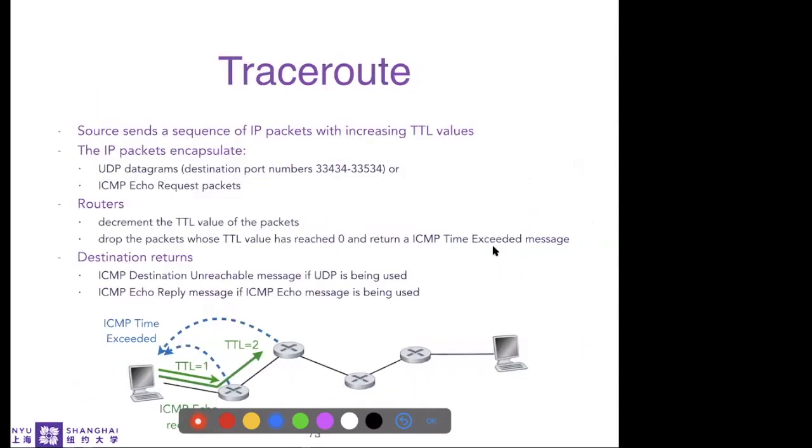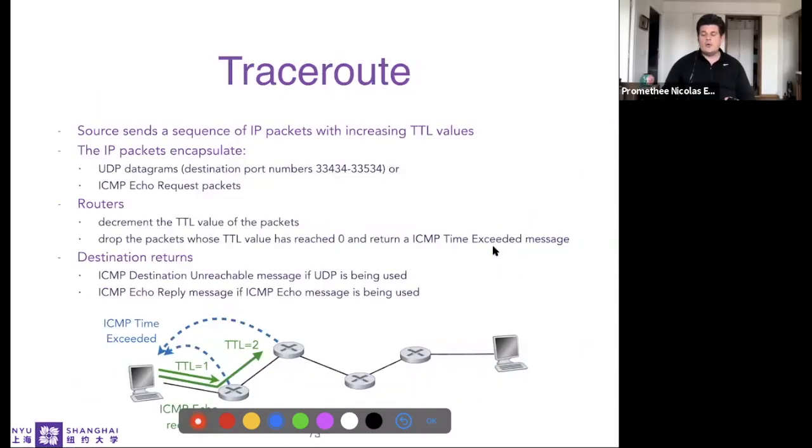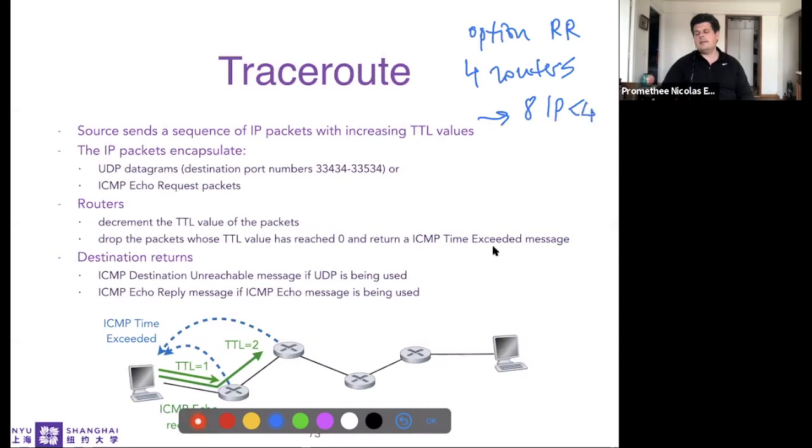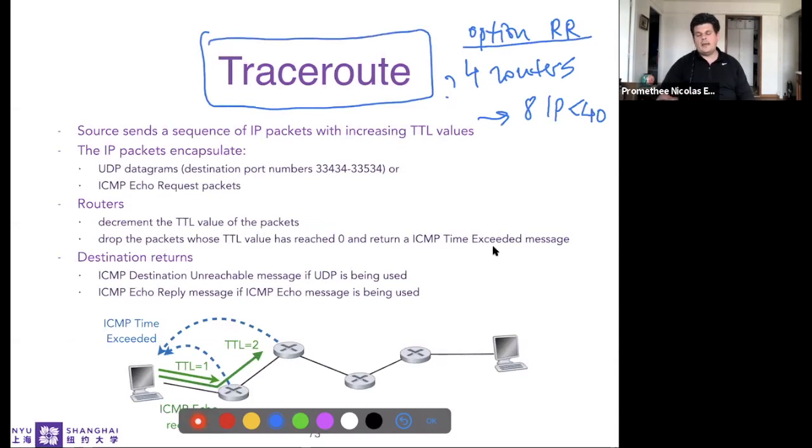To go back to what we said before, Leigh asked the question, they say that we have the option route record, but we are limited. We can only have four routers, okay? Because that's going to give us eight IPs that I can record in the option, right? Because 8 IPs is less than 40 bytes. So what should I do when I have more than 4 routers? What we did, we replaced that option by the traceroute. And the traceroute is nothing more than a ping.